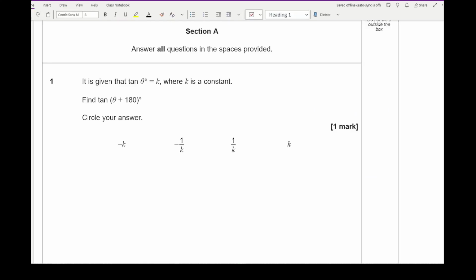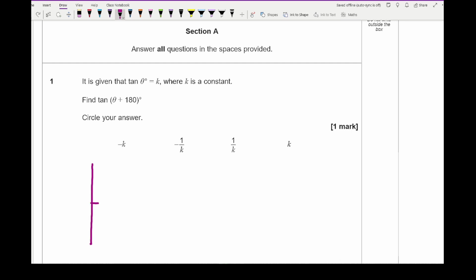So question 1 says it is given that tan theta equals k, where k is a constant. Find tan(theta plus 180), circle your answer. For this, it helps if we do a quick sketch of the tan graph, in which we've got lines at 90 and at 270, and the curve looks something like this.